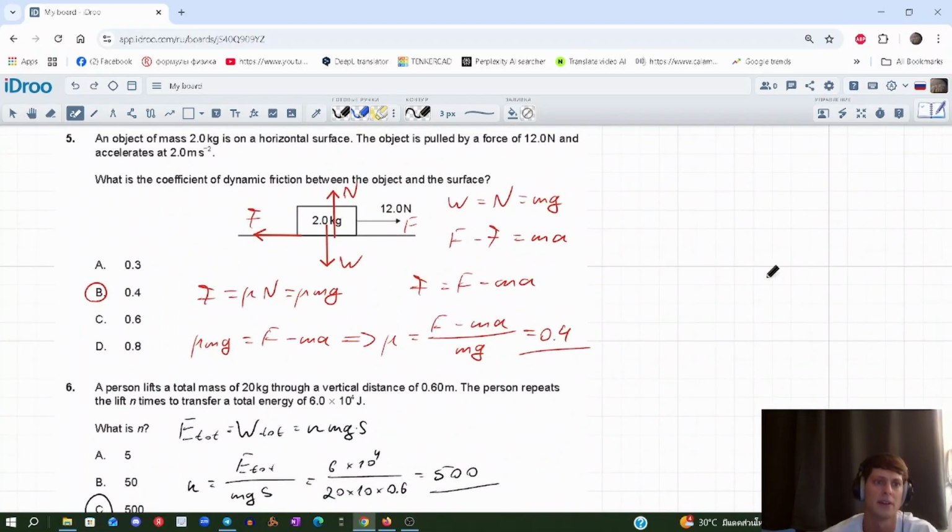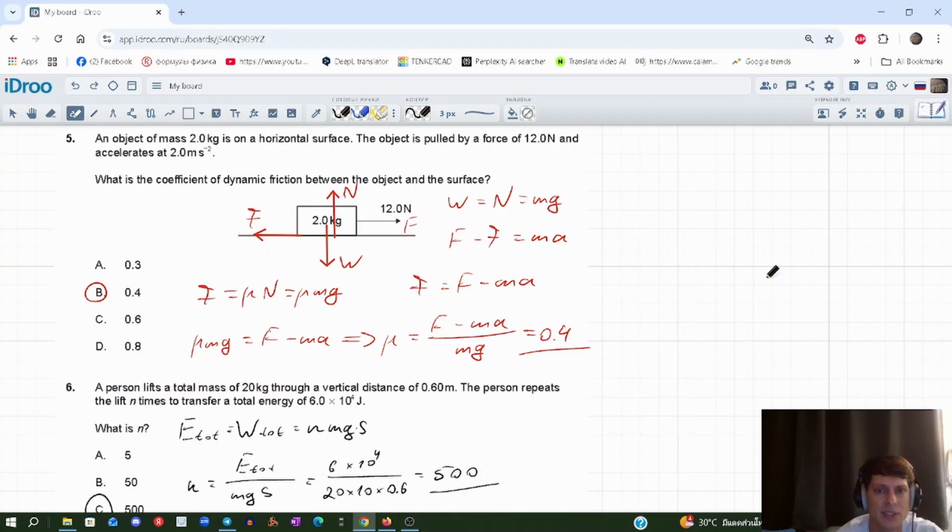Number 5. An object of mass 2 kilograms is on a horizontal surface. The object is pulled by a force of 12 newtons and accelerates at 2 meters per second squared. What is the coefficient of dynamic friction between the object and the surface? Easy dynamic problem. So let's show the forces here. The force that we pull with, the normal force, the weight, friction, and then just use Newton's second law for both directions, horizontal and vertical.